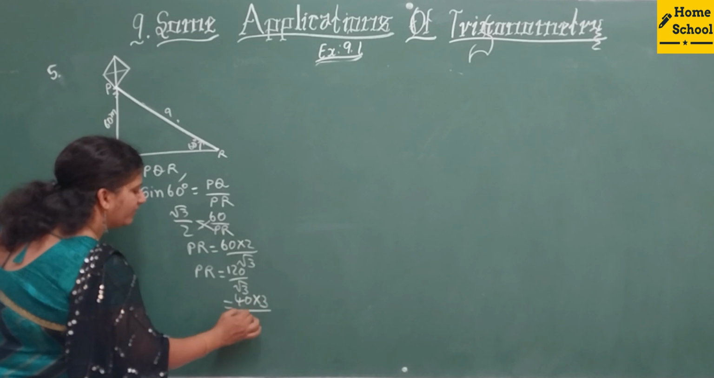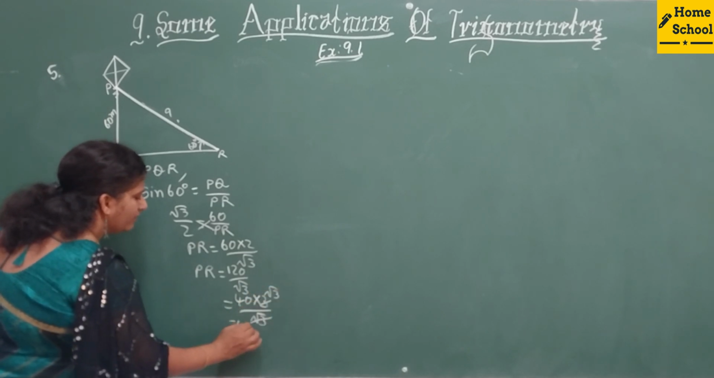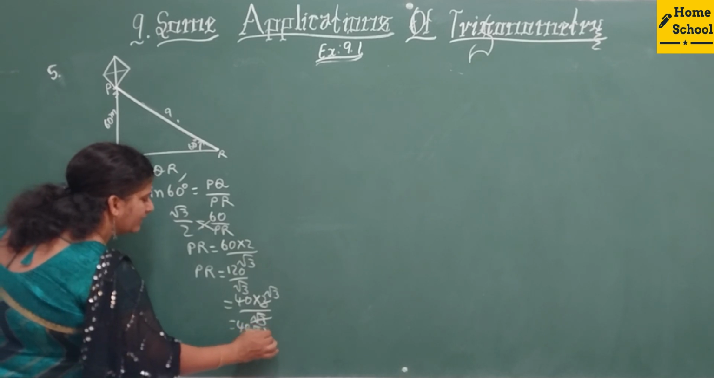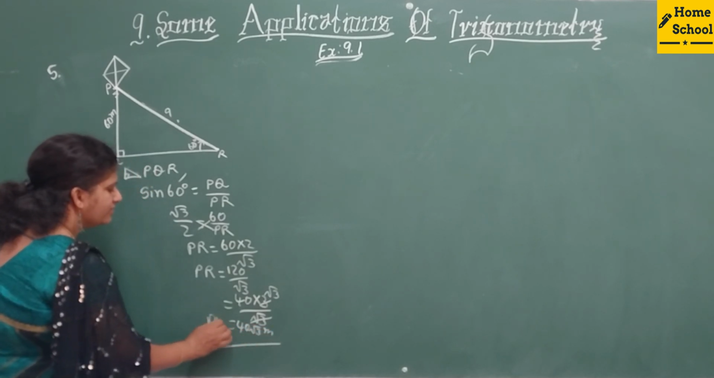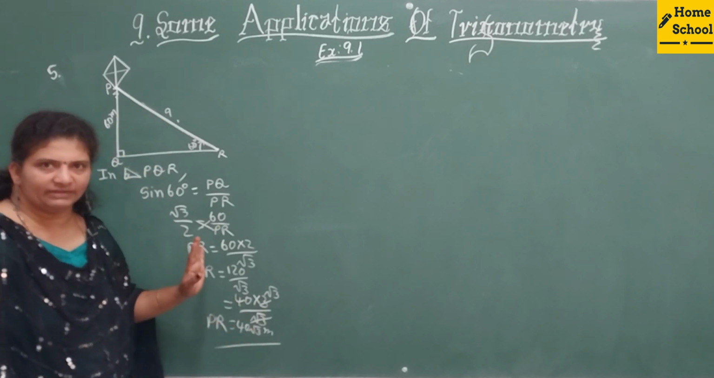43 is 120. So cancel root 3 times. 40 root 3 meters is the length of the string. What is the length of the string? 40 root 3 meters. What's the problem?